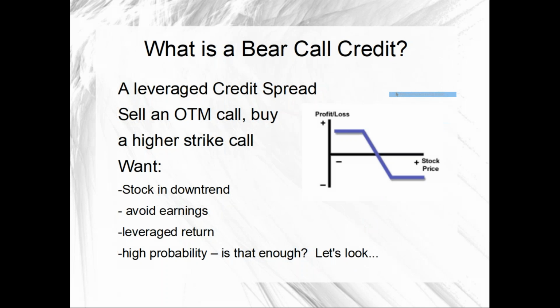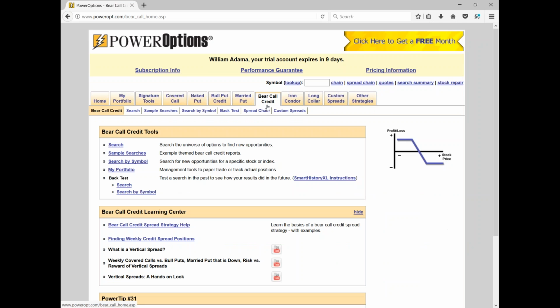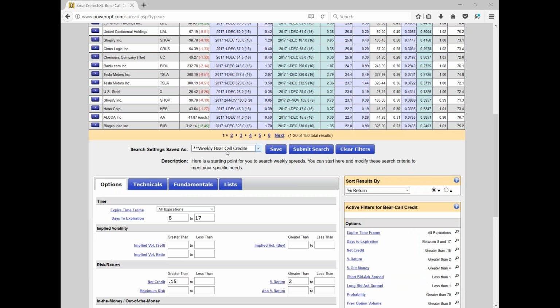It's very simple. Let's go back to PowerOptions. All right, and what we're going to do now is go to bear call credit. And as Jim mentioned, you don't see a picks of the day, but let me start off with the search. Once we click on the search for a given strategy, we're going to see just those trades that matched our particular default setting. Here again, we're starting off with the weekly bear call credits. But we're going to change that. And again, Jim, this is where I would start. This would be the picks of the day criteria for the weekly bear call credits and the weekly bull puts.